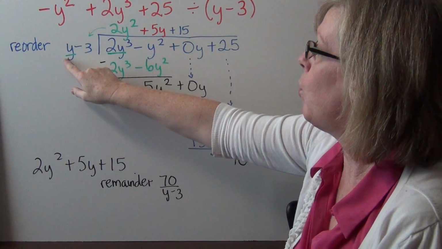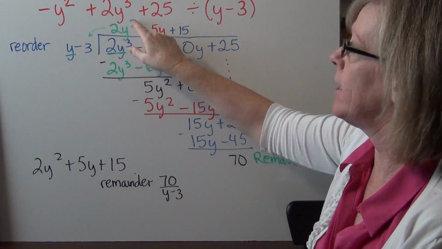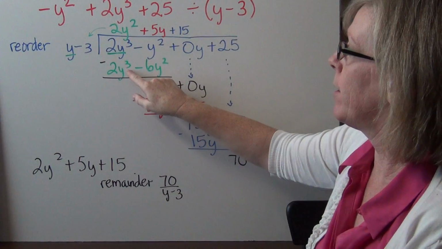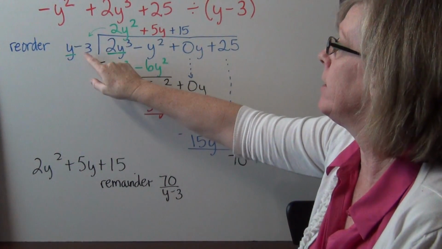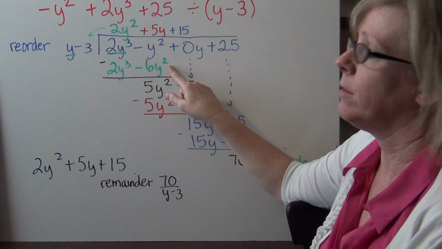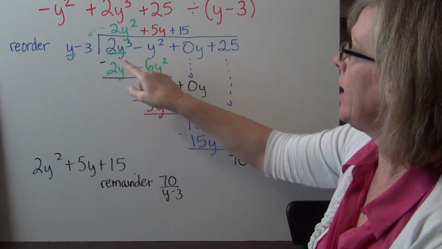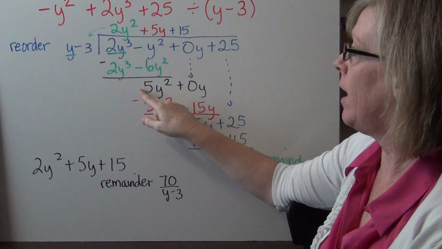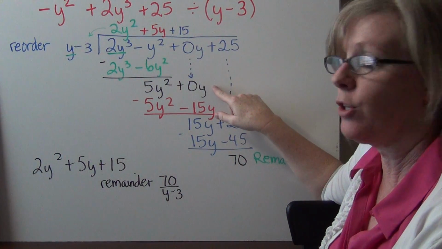How many times does y go into 2y to the third? It goes in 2y to the second times. Now I multiply this and get my 2y to the third. And I also multiply 2y squared times negative 3 and get negative 6y squared. Subtract. Negative y minus minus, that's plus 6, is positive 5. So I have 5y squared. I bring down the 0y because that's the next term.